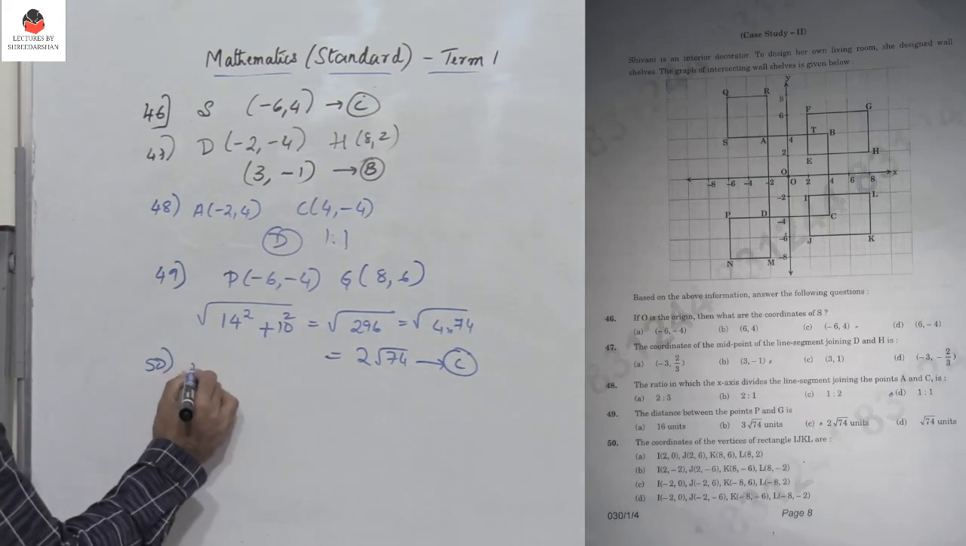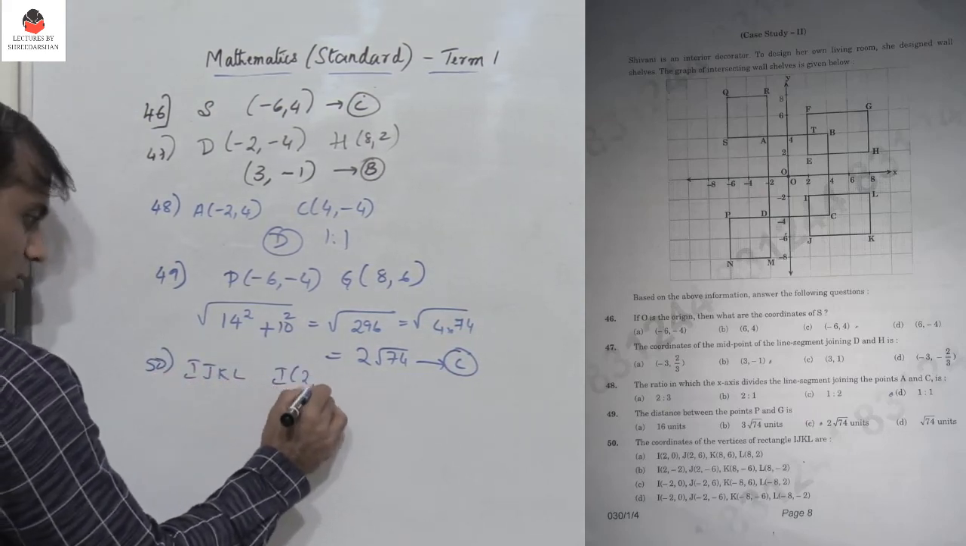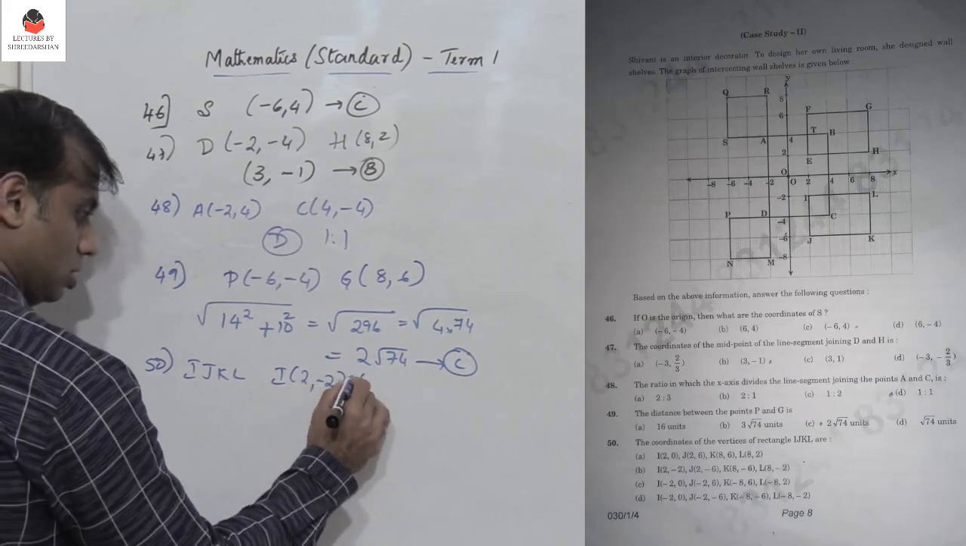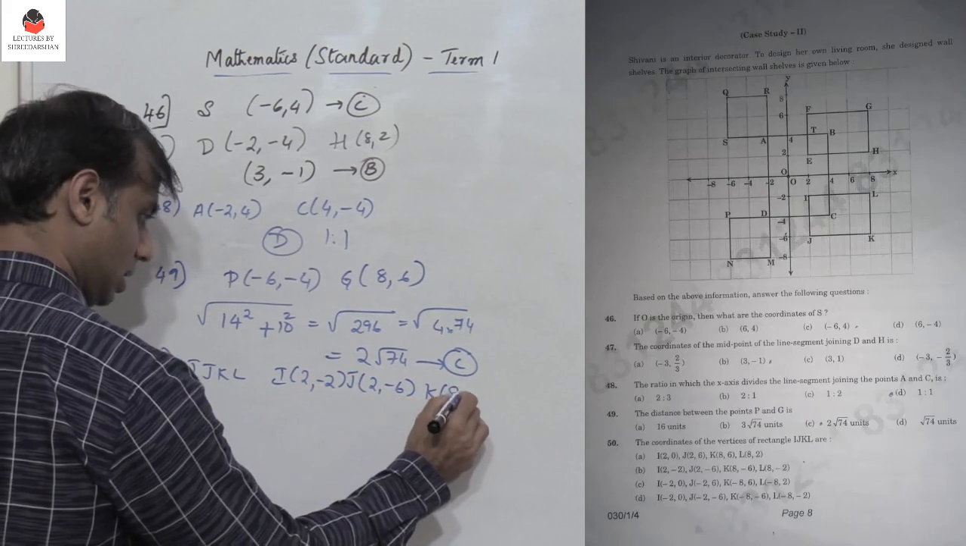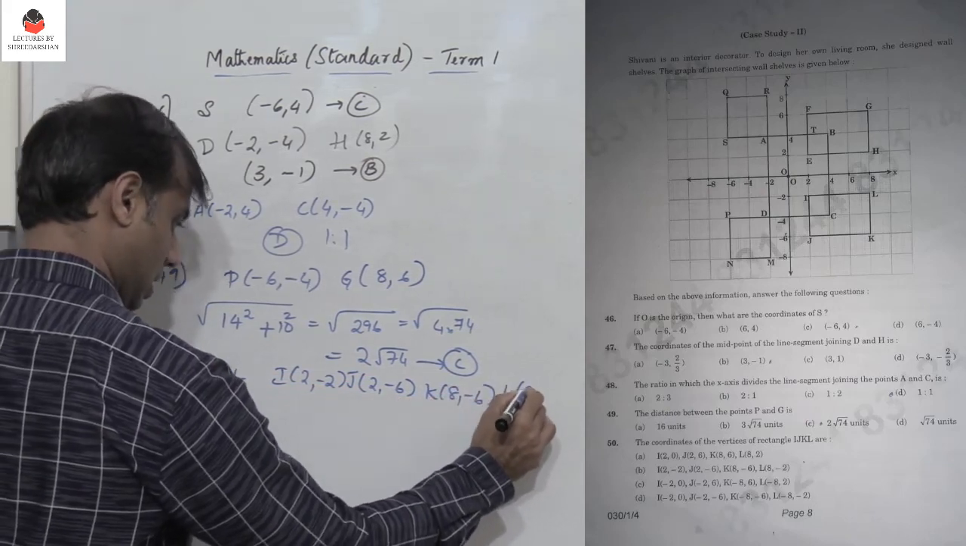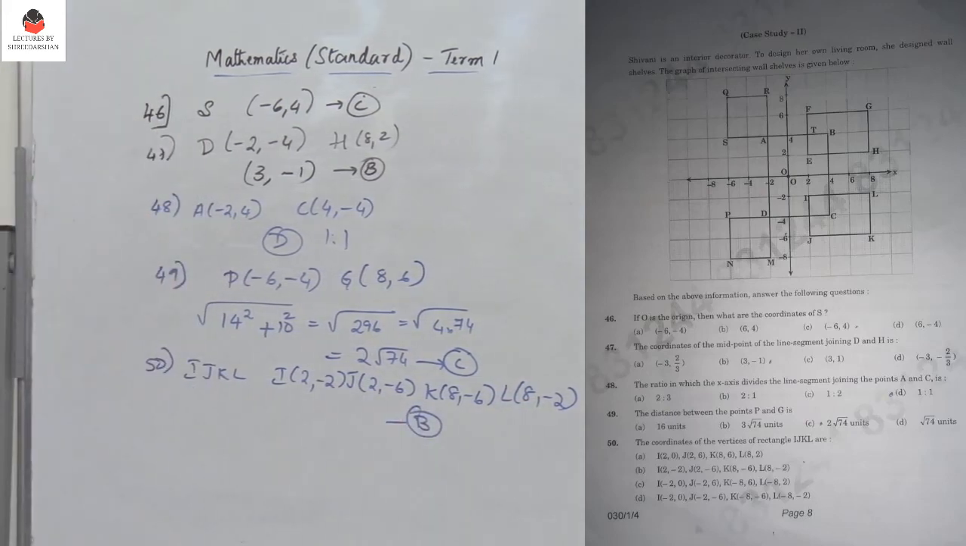Next, 50th one, I, J, K, L. The points are, I is 2, -2. J is 2, -6. K is 8, -6. And L is 8, -2, which is option B. Okay, so this completes the entire solution for all the questions for the term 1 standard question paper.